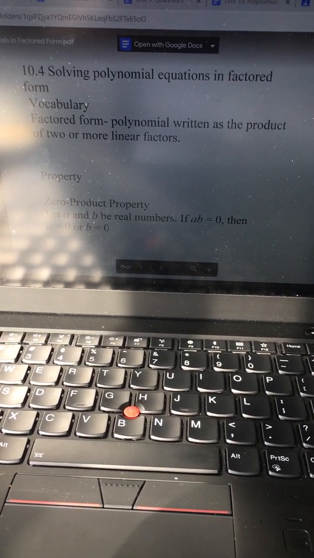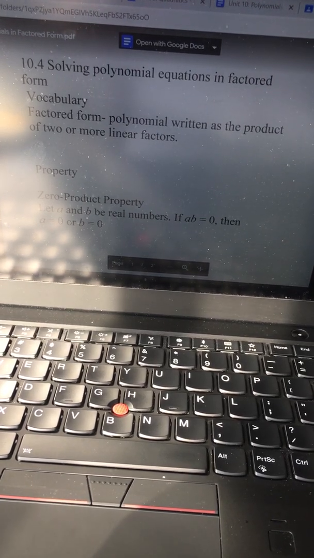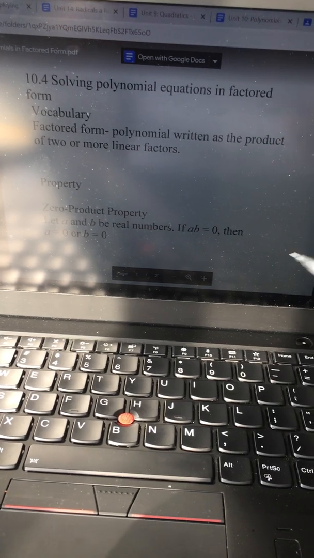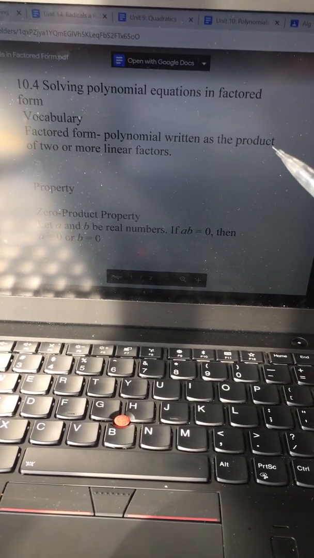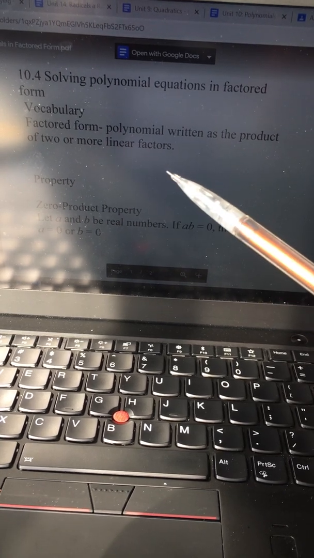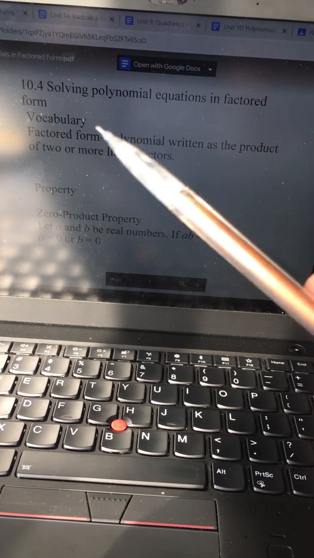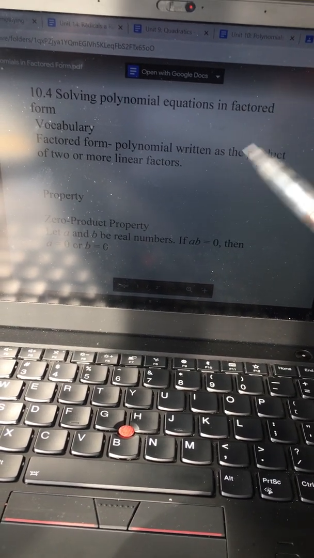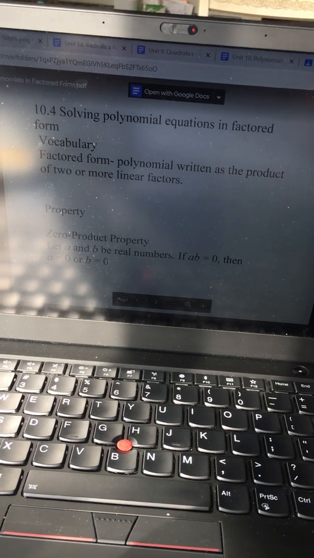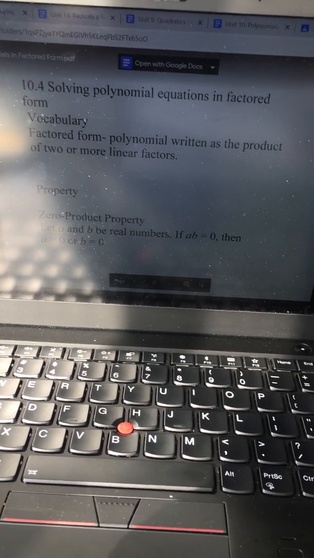Factored form is when you have polynomials written as the product of two or more linear factors, so making sense of that. Product means multiplication, so factors being multiplied, and they're linear factors. So linear would mean the biggest exponent's a 1, and you have two or more of them. So sets of parentheses, in short, what is factored form? Sets of parentheses being multiplied. What's in the parentheses? The biggest exponent is a 1.